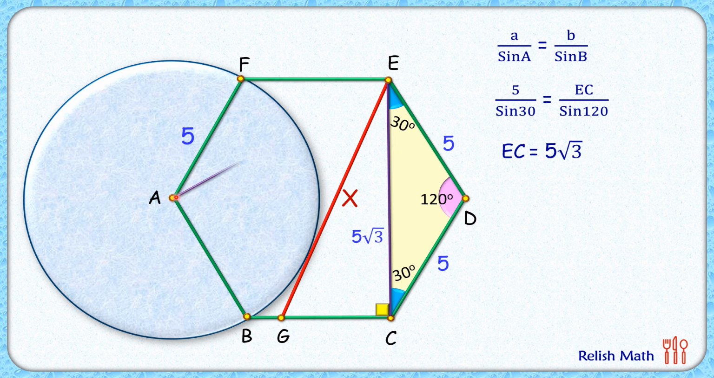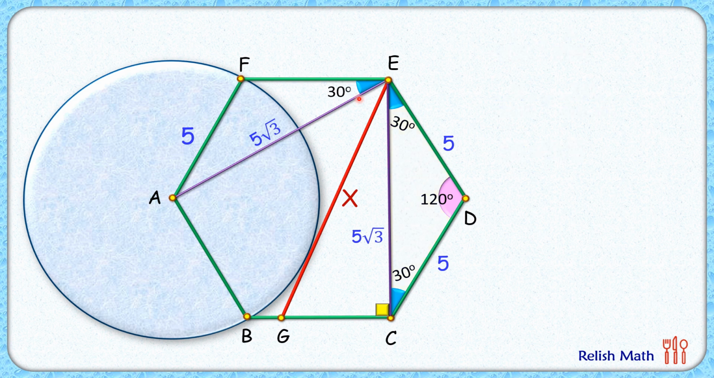So let's draw this diagonal AE. By symmetry, both the diagonals are the same, so this will be 5 root 3 centimeter. And this angle here will be 30 degrees. Now from point A, let's draw a perpendicular on EG. As EG is tangent, this perpendicular is nothing but the radius. And this radius is given as 5 centimeter.